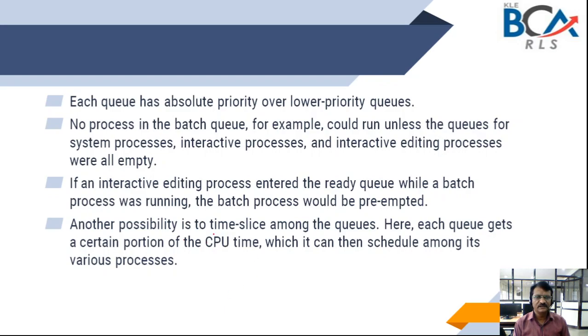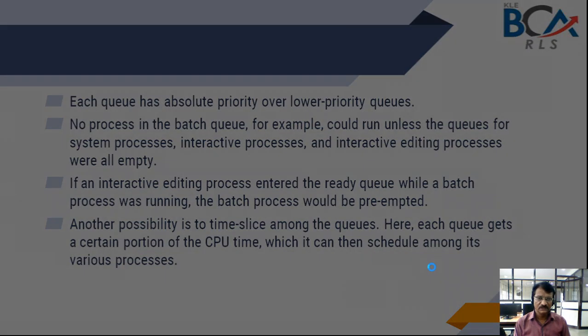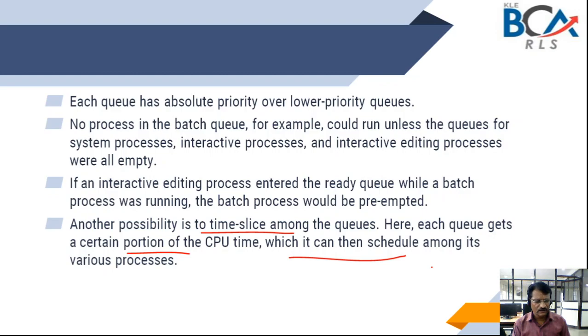Another possibility is time slice also. If you are using round robin with time slice, each queue gets a certain portion of CPU time, which can then be scheduled among its various processes. This is how multi-level queue executes. Let's see an animation related to this multi-level queue, which helps us to understand this particular concept more.